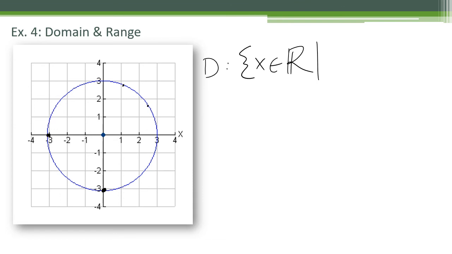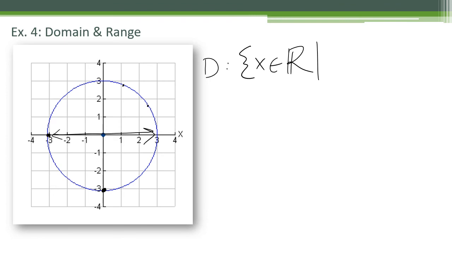Could I be 4? No, I can't be 4. My graph doesn't go any further to the right beyond 3. Could I be 3.5? No. 3.1? No. Moving out to the left. Could I be -4? No, my graph stops at -3, moving to the left. So I am bound between two barriers, one on the left, one on the right. So when I'm going left to right, when I'm going from here all the way across, I only exist between -3 and 3. So I can be any number between -3 and 3.